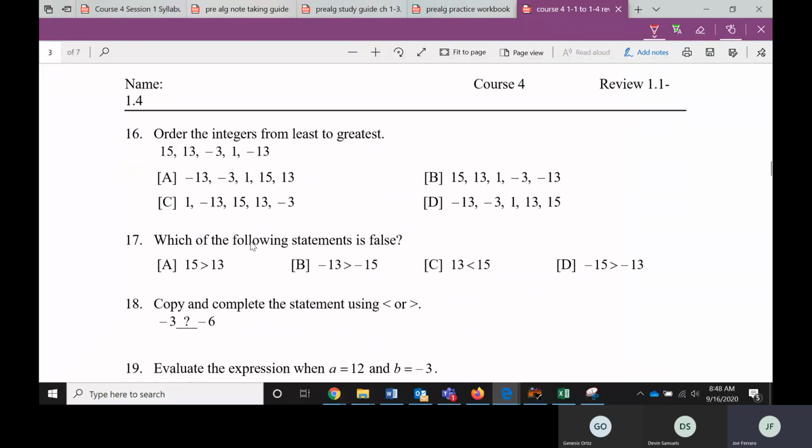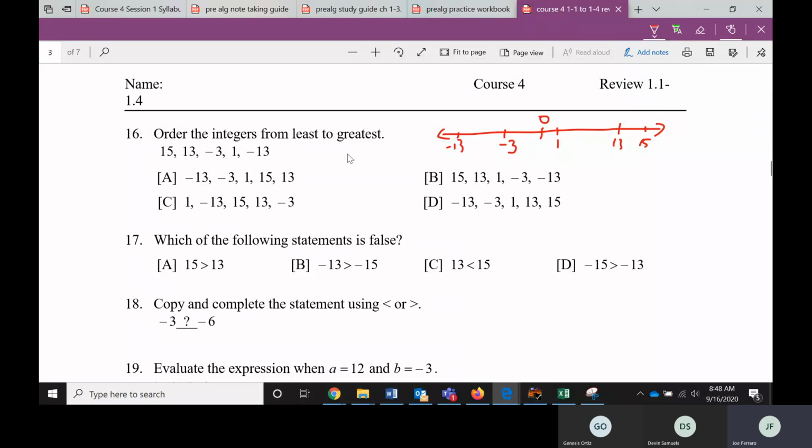16, ordering the integers from least to greatest. A lot of you will be able to just look at this and do it fine. If you needed to do a number line, and you don't even have to do it nicely, just kind of know where 0 is, and just start putting these numbers down here. 15 is the biggest number listed, so I'm going to put that over here. 13 is fairly close to it. -3 would be a little bit over here. 1 is right here. And -13 would be over here. And now, maybe I shouldn't have written the 0 down here. Let's put the 0 on the top.